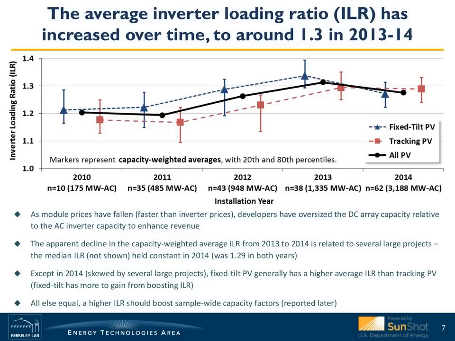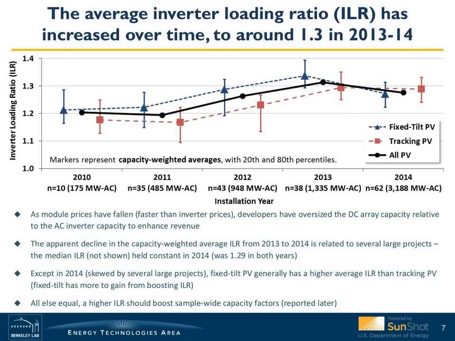But when we look at the median inverter loading ratio that represents more the typical PV project, we see that the ILR there actually stays the same at 1.29 for both 2013 and 2014.